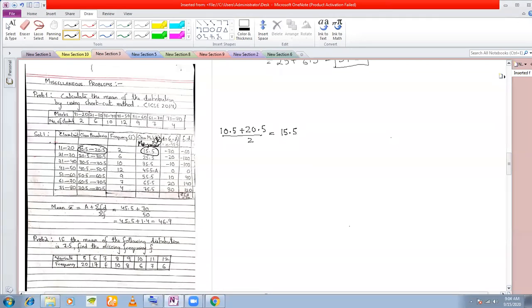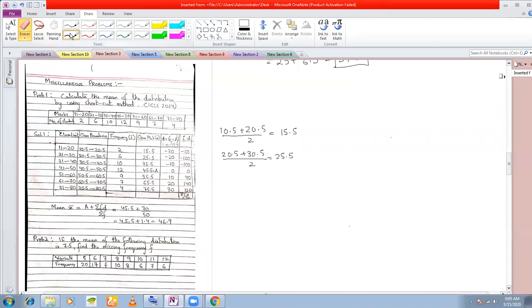Similarly, for the next one, in order to get 25.5, you look at this class boundary. So 20.5 plus 30.5 divided by 2 gives 25.5. In this way, you calculate each and every class mark. Once you finish calculating the class marks, you finish with the fourth column.